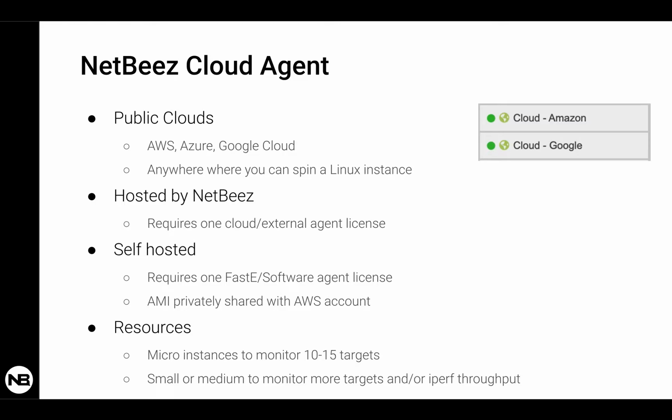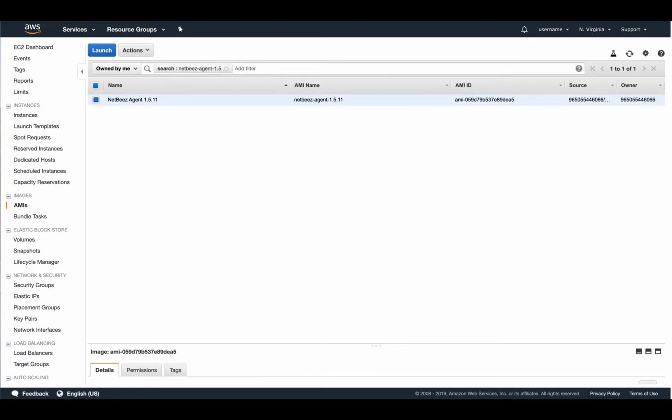Of course, if there are more questions, please check our online documentation. Go to our website, netbeez.net, then in the top menu select Resources and then Online Documentation, and you'll have all the information you need to install a NetBeez agent in the cloud. Here is a quick step-by-step procedure to install it on AWS.